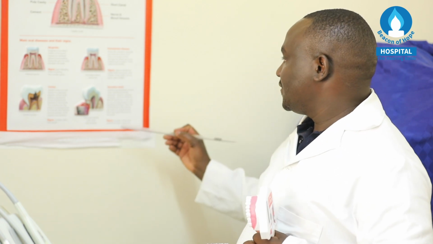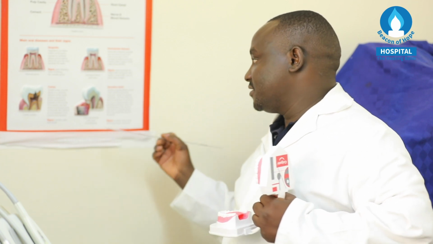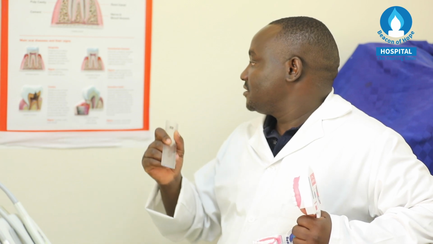Okay? So what are some of the signs of sensitive teeth? One, there is sudden sharp pain. This sharp pain usually occurs when you take very cold or hot drinks or even food. So that's a sign that you have sensitivity. Cold air also, when you breathe or when you want to talk with your friend or when you laugh, you start having sensitivity in your teeth. That's also a sign that you have sensitive teeth. And so this one can be prevented if you brush your teeth properly.